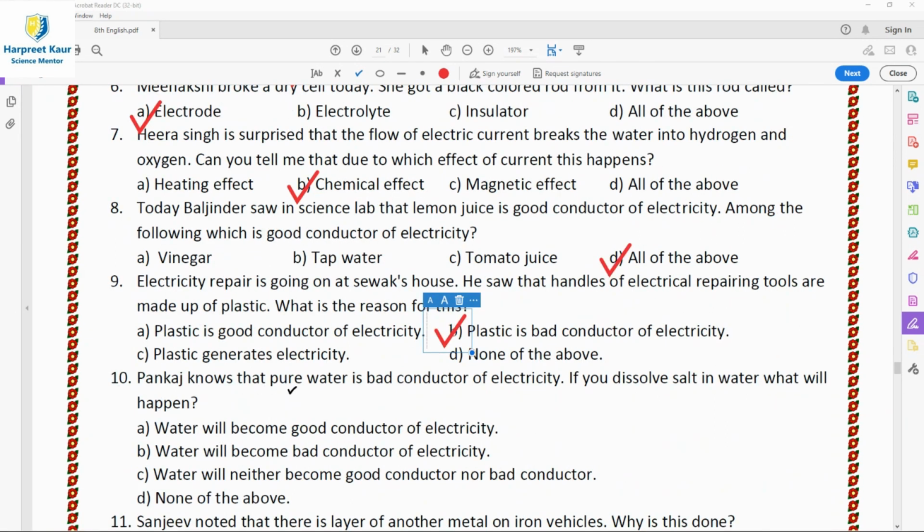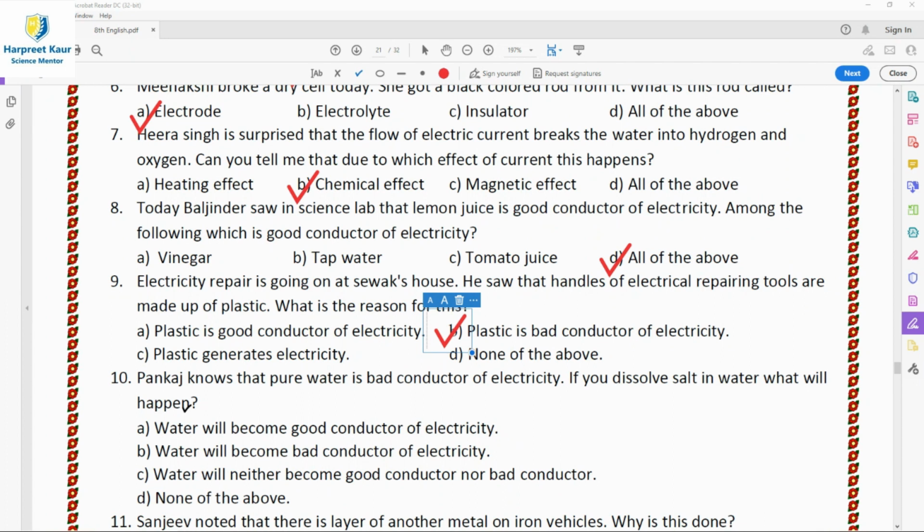Question 10. Pankaj knows that pure water is a bad conductor of electricity. If you dissolve salt in water, what will happen? So, children, pure water, that is distilled water, is a bad conductor of electricity because it does not have dissolved salts in it. The dissolved salts, we know, provide the ions to conduct electricity, and it lacks them.